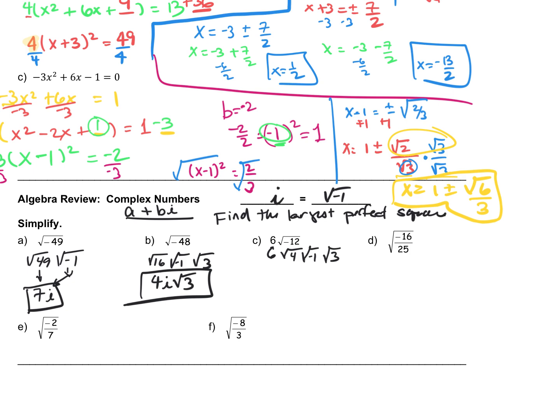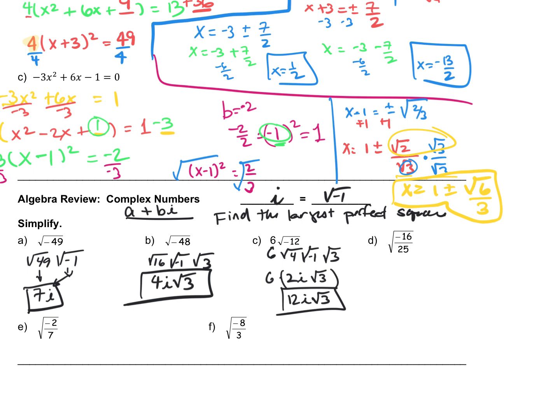So square root of 4 is 2, and it's multiplication. If you want to think it this way, do this. Square root of negative 1 is an i. Square root of 3 stays. It's not a perfect square. And now you distribute. What's 6 times 2? 12. So it's 12i times the square root of 3. Notice just multiplying what's out in the front.